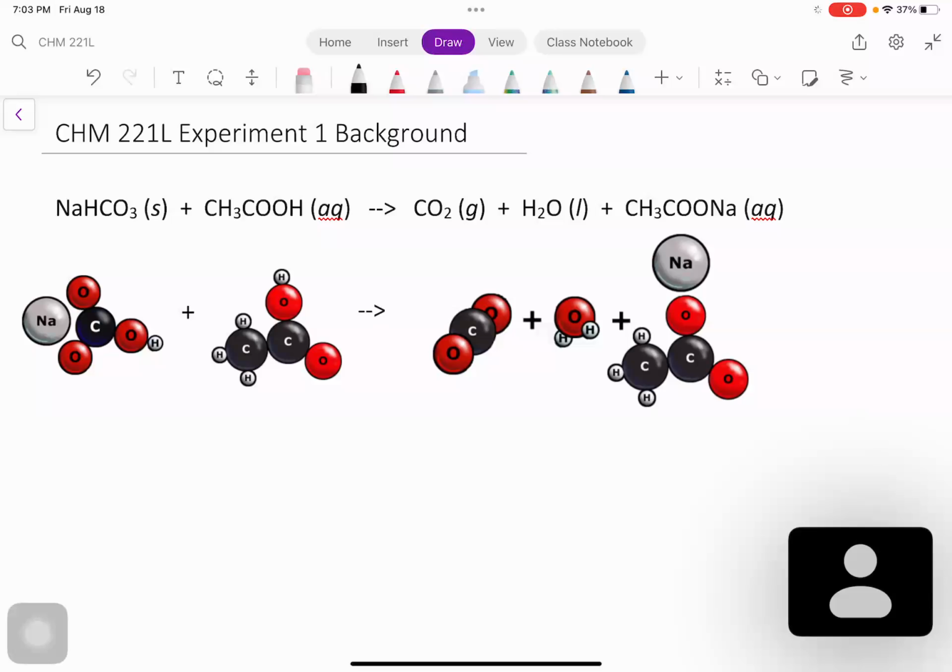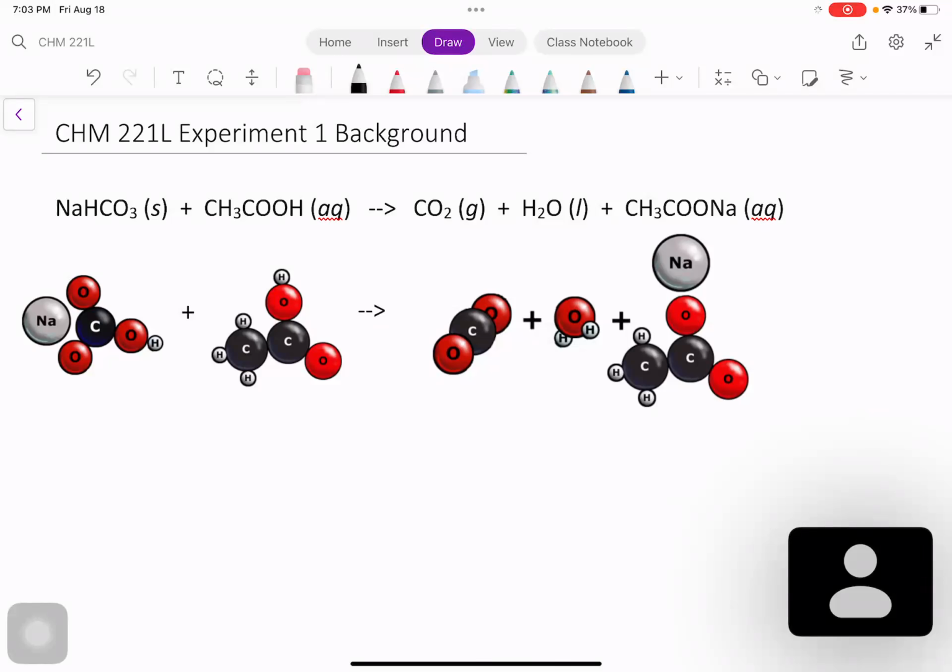The purpose of this video is to give you a little bit of background information about the chemical reaction that's going on in experiment one, how we're going to be developing our experiment from a scientific question and generating a hypothesis, and then how you're going to organize your data for the experiment.